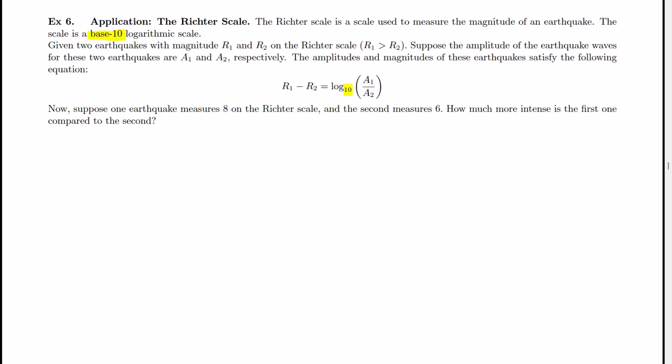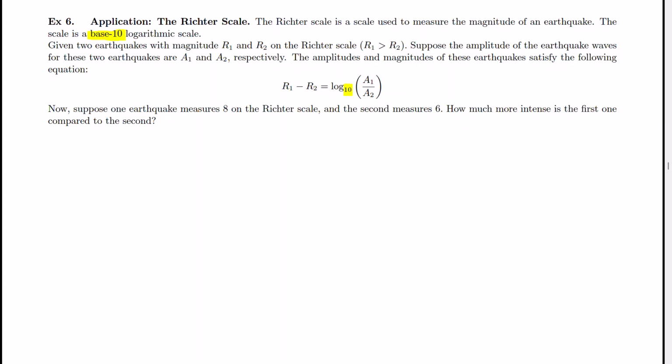Now we're told, given two earthquakes with magnitude R1 for the first earthquake and R2 for the second earthquake, on the Richter scale where R1 is bigger than R2, suppose the amplitude of the earthquake's waves for these two earthquakes are A1 and A2 respectively. The amplitudes and magnitudes of these earthquakes must satisfy the following equation: R1 minus R2 equals log base 10 of A1 over A2. So let's talk about this.